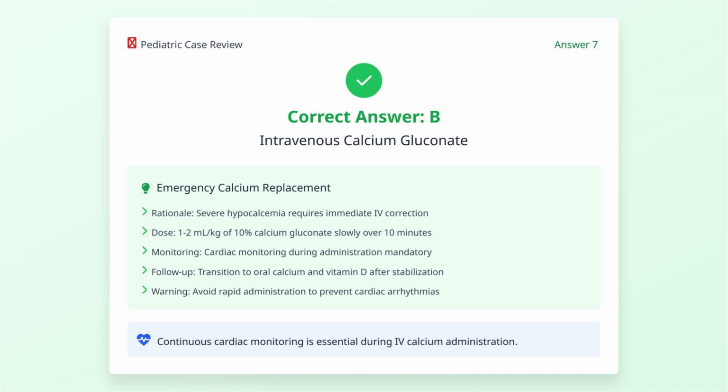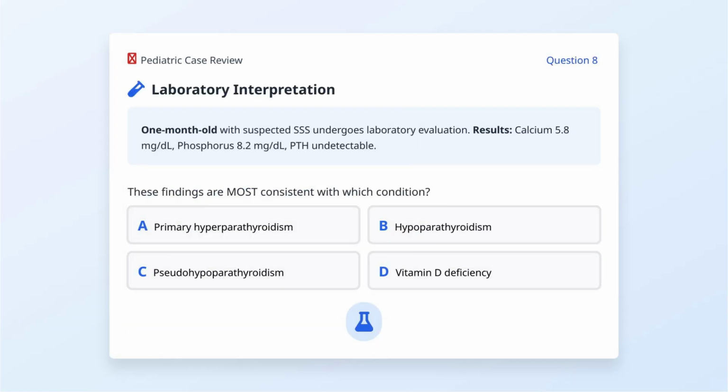The correct answer is B, intravenous calcium gluconate. Severe hypocalcemia with seizures requires immediate intravenous correction. Administer 1 to 2 milliliters per kilogram of 10% calcium gluconate slowly over 10 minutes with continuous cardiac monitoring. After stabilization, transition to oral calcium and vitamin D supplementation. Avoid rapid administration. Pediatric case review continues.